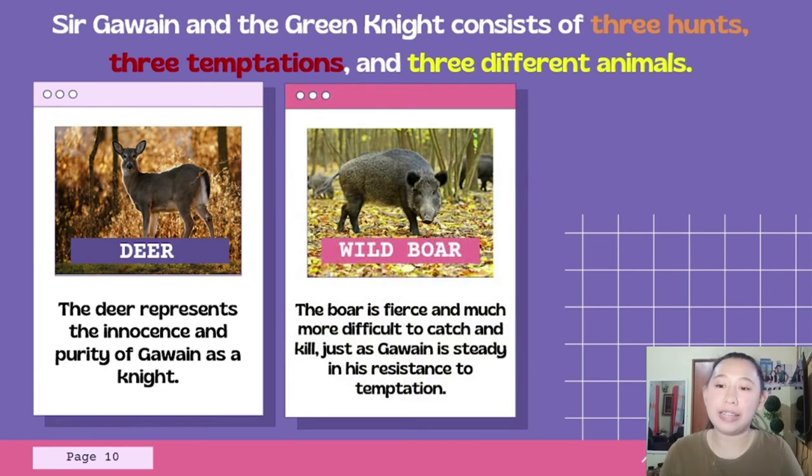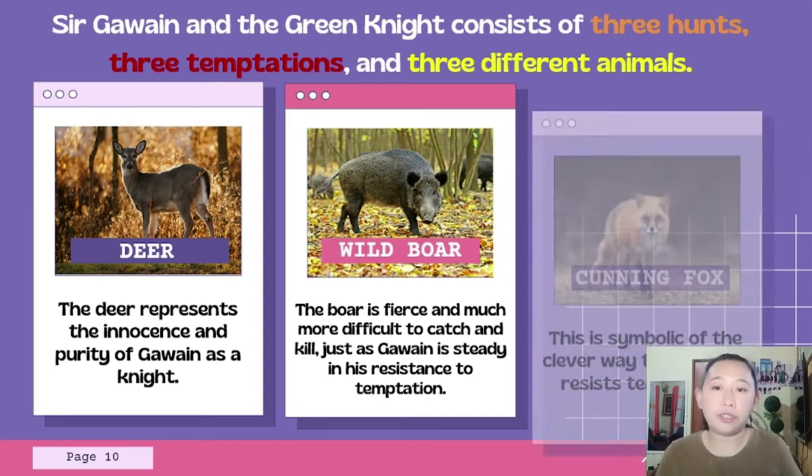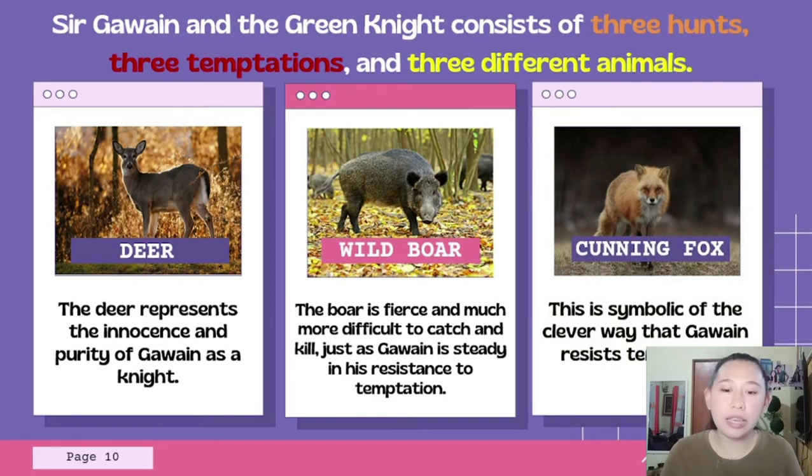So the next day's hunt is for a wild boar. The fierce animal is symbolic of Gawain's reaction to the increasing advances from Bertilac's wife. The boar is fierce and much more difficult to catch and kill, just as Gawain is steady in his resistance to temptation. Bertilac is aware that Gawain is resistant to all temptation at this point. Gawain is true to his reputation as a chivalrous, worthy knight. So the third day's hunt is for a wily fox.